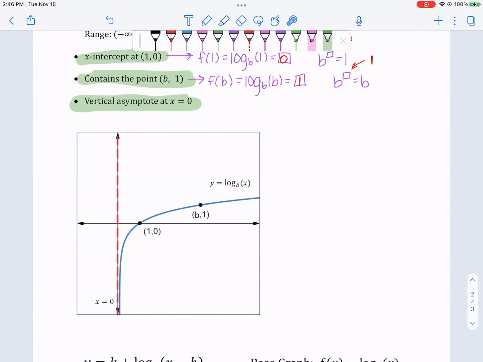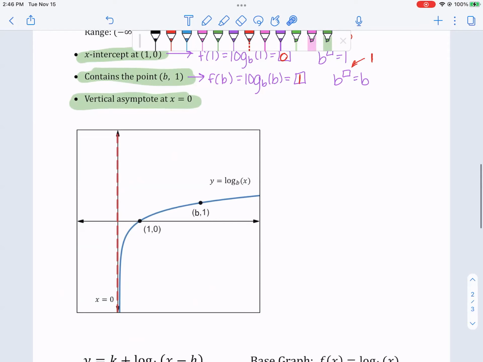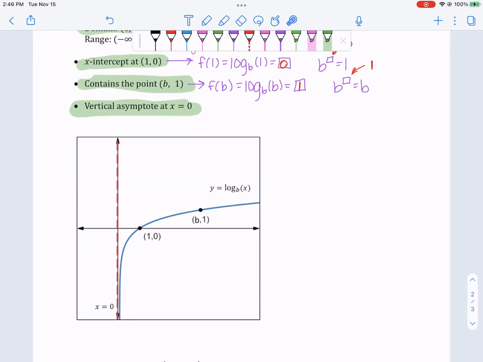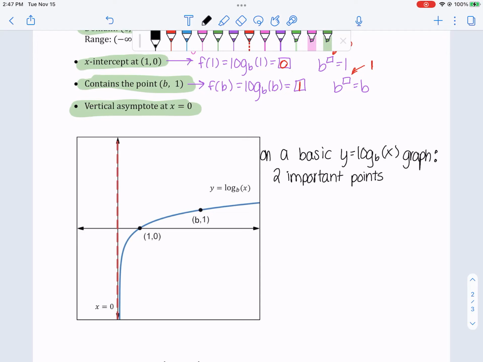Here's the basic graph of the logarithm. On an unshifted graph, as long as we just have a basic logarithmic graph, there are two important points that we want to remember. We have the point (1, 0). We have the point (b, 1).